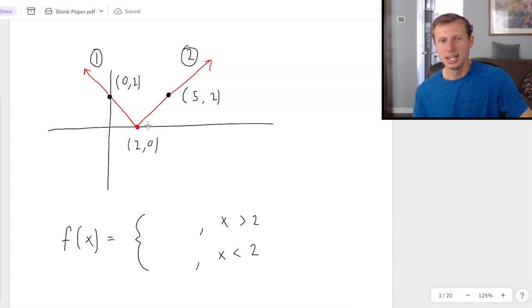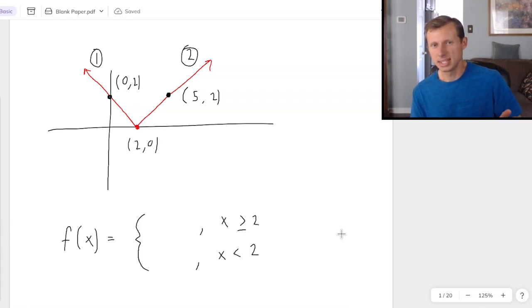Now, as you can see, since there is a closed circle, a closed dot at the point (2, 0), it means that one of these needs the equal sign. And let me tell you, there is no right answer. It literally can be either one because they meet up at the same point. So I will choose the top one, greater than 2. If you wanted to choose the bottom one, that's fine as well.